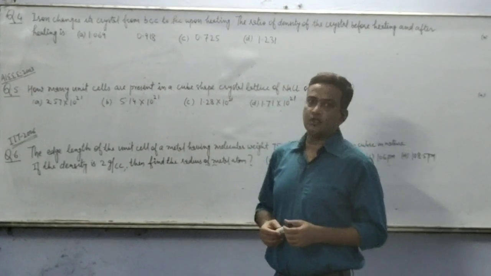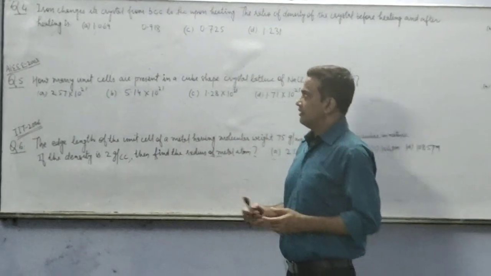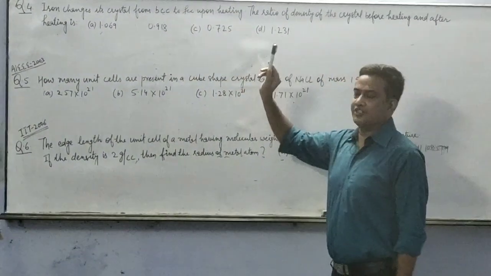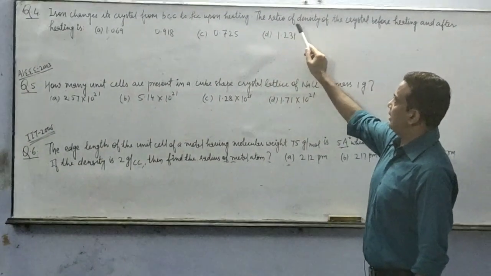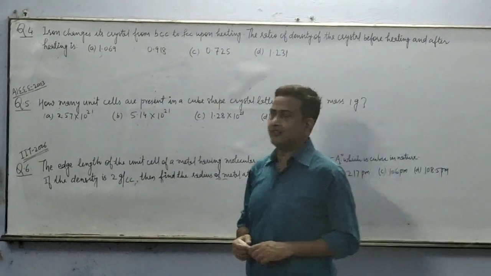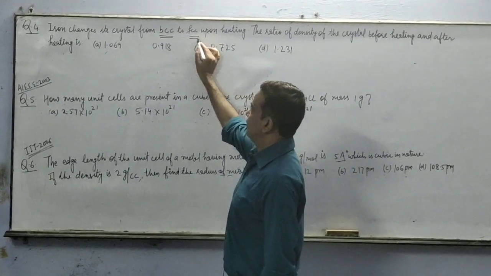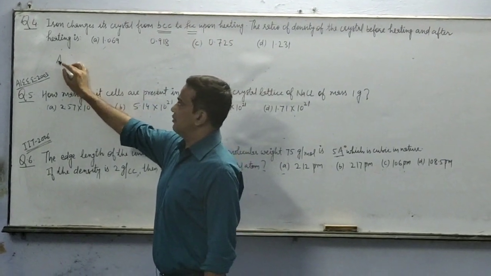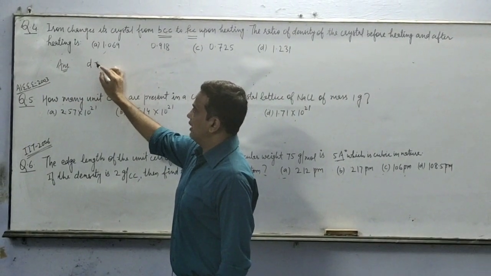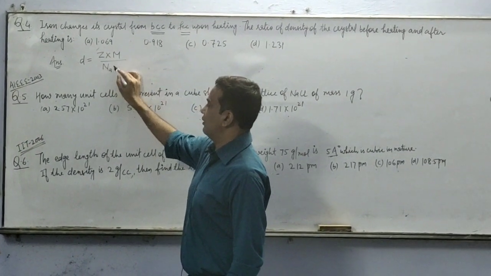Students, let's do some more questions that have appeared in previous examinations. The question is, iron changes its crystal from BCC to FCC upon heating. The ratio of density of the crystal before heating and after heating is. So the structure is being changed from BCC to FCC, and you have to find out the ratio of the density of these two structures.